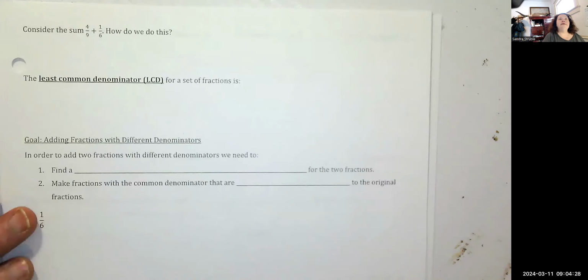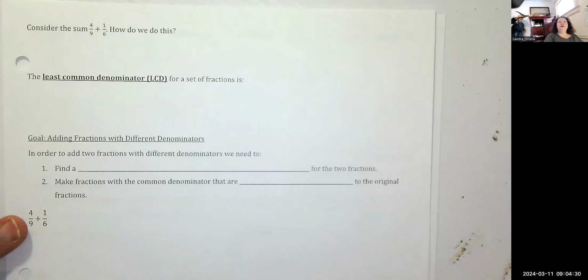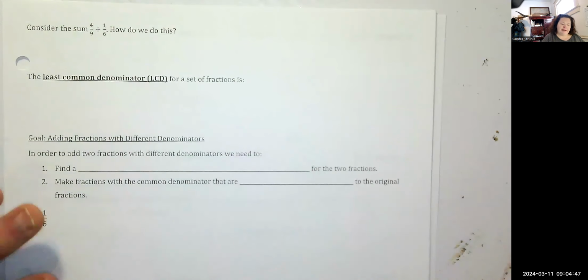We're going to next consider the sum of 4/9 plus 1/6. How do we do that? First thing we have to do is notice that they don't have the same denominator, so that doesn't work for us. We can't just go with 4 plus 1. So let's see what we can do here.